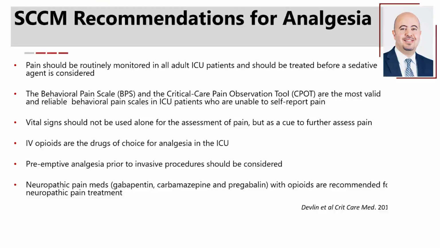زي ما حكينا, ال IV opioids are drug of choice for analgesia in the ICU. They also recommend to use preemptive analgesia prior to procedures. يعني before you do a procedure, قبل ما تحط chest tube, قبل ما تعمل line or do other procedure, you should consider giving the patient analgesia before that. Patients who have neuropathic pain, patients with neuropathy, you can use neuropathic pain medications زي gabapentin, carbamazepine, along with opioids.